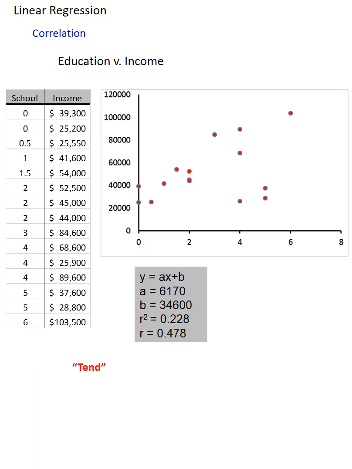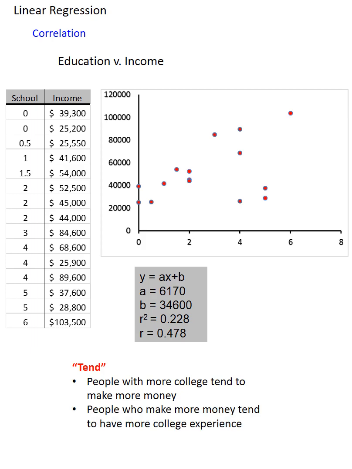And lastly, let's talk about the word tend. Based on this data, we could say that people with more college tend to make more money. Or reversely, people who make more money tend to have more college experience. Both of these would be true statements based on the weak to moderate correlation that we've found here.